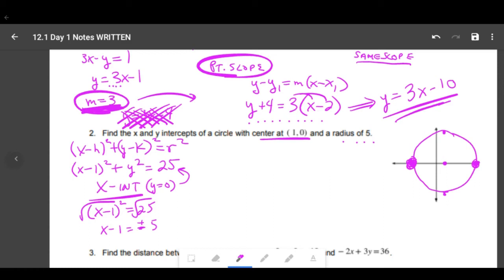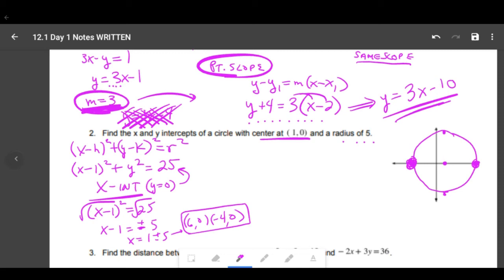So now to finish solving for x, if I add 1 to both sides, I get x equals 1 plus or minus 5, but that looks kind of weird that way. So I'm going to clean it up and say 1 plus 5, that's 6 comma 0, and then 1 minus 5, that's negative 4 comma 0. I'm going to write it as an ordered pair because that's what x and y intercepts are, as ordered pairs, not just numbers.